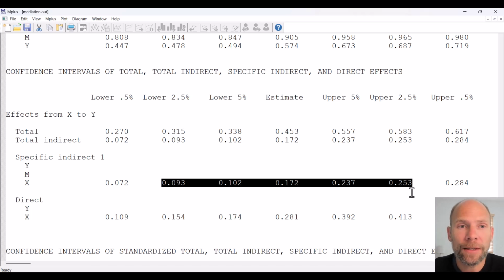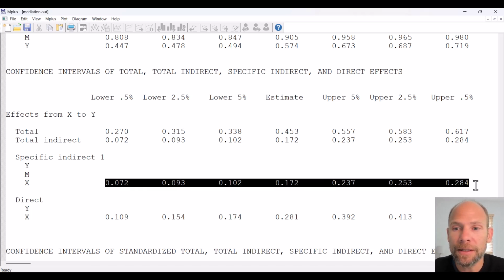We can also take a look at the 99% confidence interval, for which the limits are given in the columns lower 0.5% and upper 0.5%. And you can see that the 99% confidence interval ranges from 0.072 to 0.284. And again, that confidence interval also does not include 0. So the indirect effect in my example would also be significant at the 1% alpha or significance level.